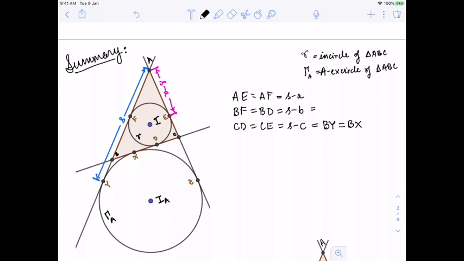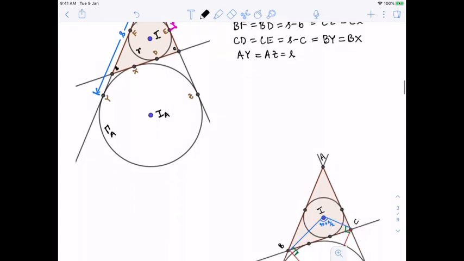Very similarly, you can fill in the remaining. So for instance, CZ is also S minus B by the same logic, and therefore CX also is, because CX and CZ are tangents to the excircle, they are equal in length. And finally, with S minus A you can't do anything, but you could also write down, if you like, the fact that I said AY is equal to AZ is equal to S. So I've now filled in almost all the lengths in this setup.